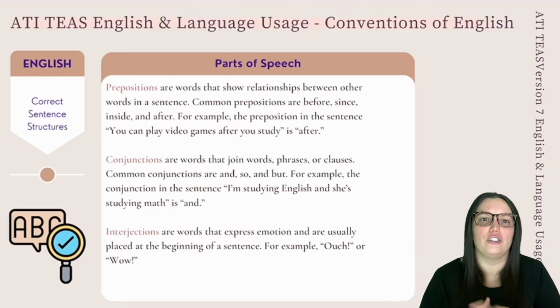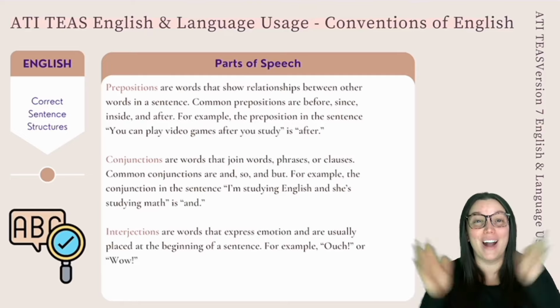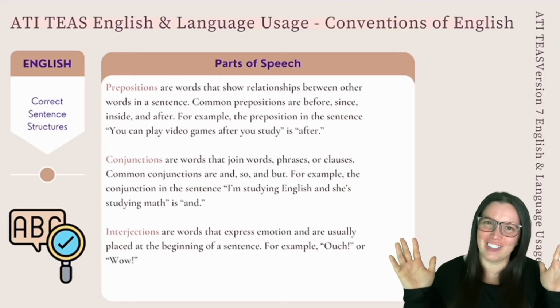And then lastly, we have interjections. These are words that express emotion and are usually placed at the beginning of a sentence. So for example, ouch and wow, those are both interjections.